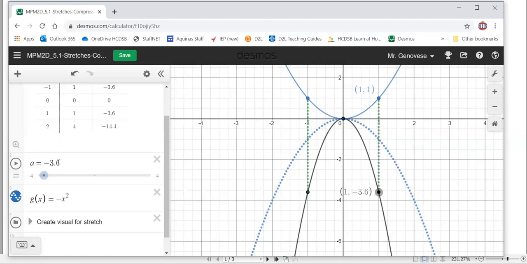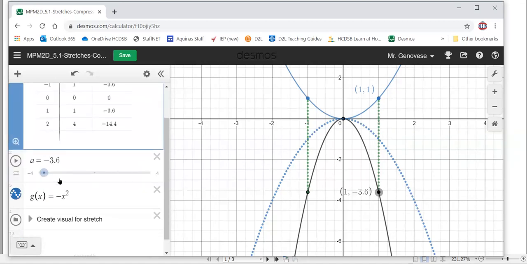So again, there is a stretch in comparison to the parent graph, y equals x squared, but it's also a reflection. So there's two things going on: a reflection because of the a value being negative, and a stretch because the a value is actually less than -1. Okay, and it works the same way with compressions.